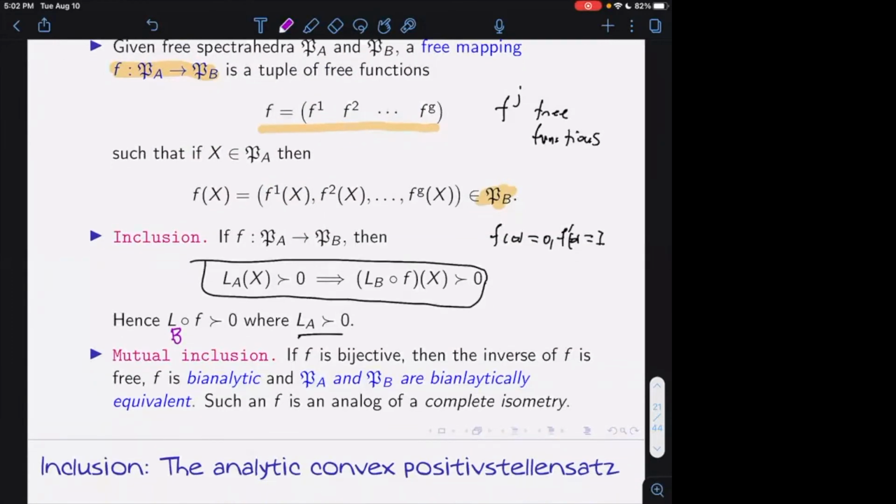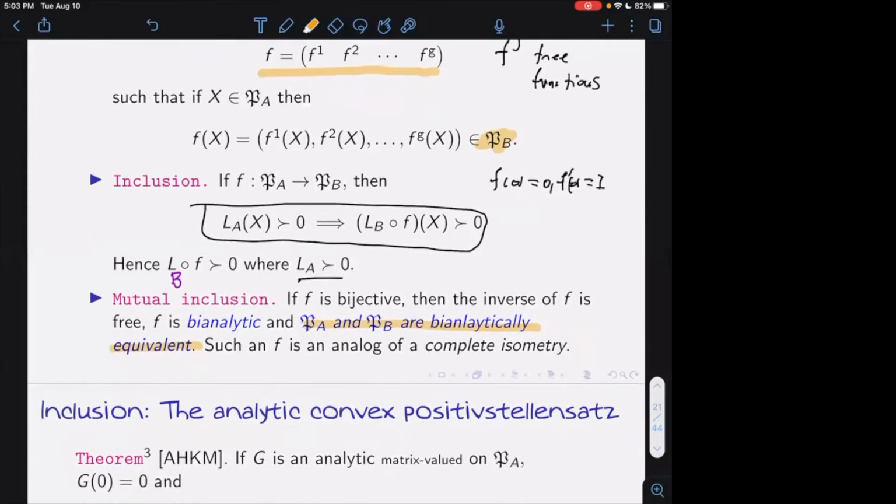And then mutual inclusion would be asking that F is bijective. Okay, and if that happens, then it'll turn out that you'll have an inverse at every level, but in fact, it'll be a free mapping. So we'll refer to it as being bianalytic. We'll say that P_A and P_B are bianalytically equivalent. Okay, and you could think of that then as a nonlinear analog of a complete isometry.